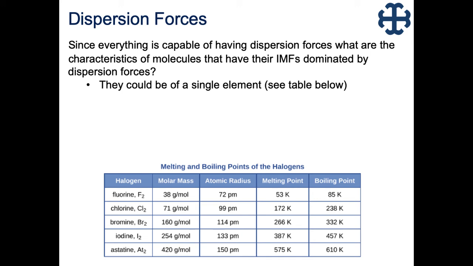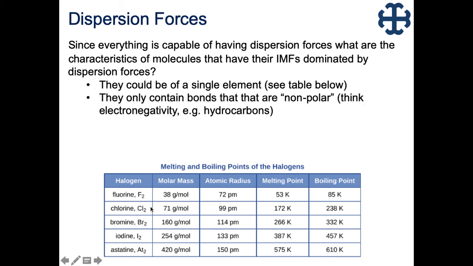Typically, they only involve a single element. So I've listed out basically all of the diatomic compounds from column 17, the halogens on the periodic table. So we have fluorine, chlorine, bromine, iodine, and astatine. So they tend to be a single element.